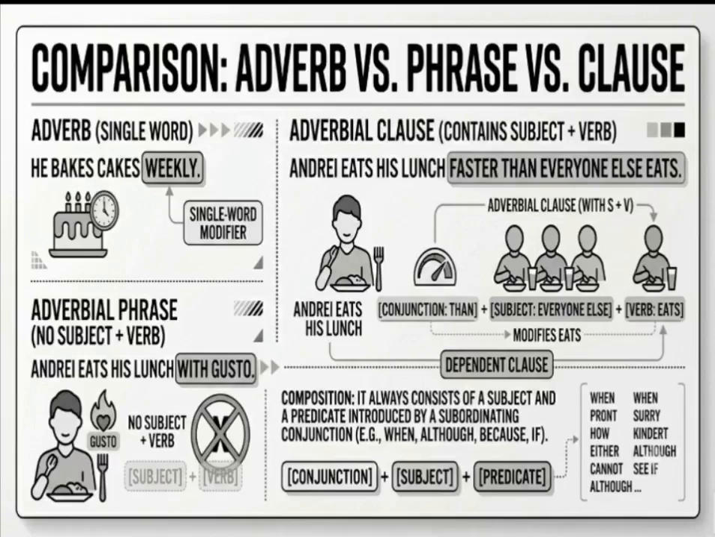Finally, let's look at our star of the show, the adverbial clause. André eats his lunch faster than everyone else eats. Look at that last part. We have our subordinating conjunction than, our subject everyone else, and our verb eats. Because it has both a subject and a verb, it graduates from a phrase to a clause. It still modifies the main verb eats, but it gives us a highly detailed comparison.